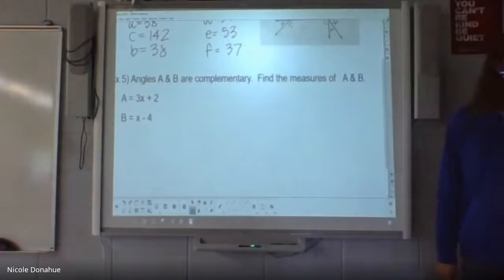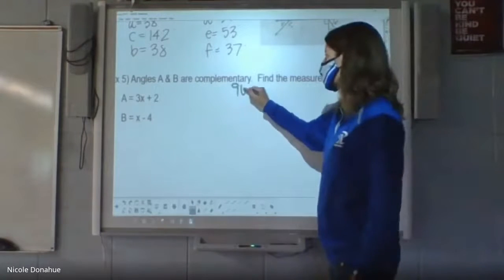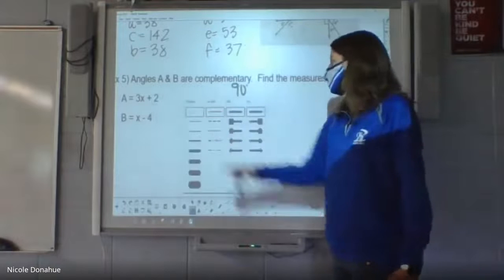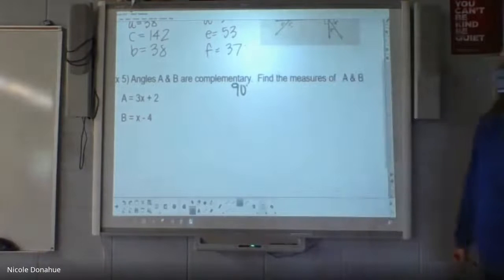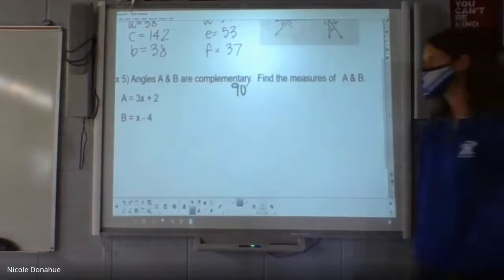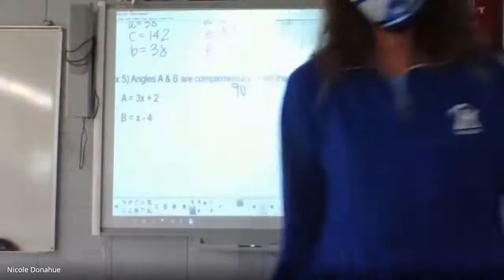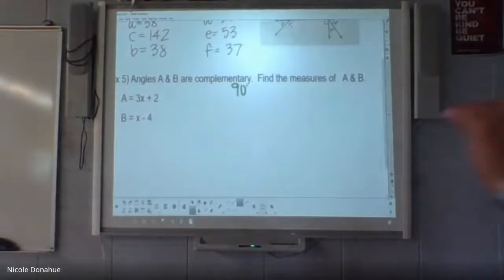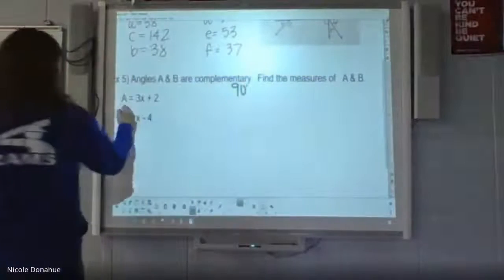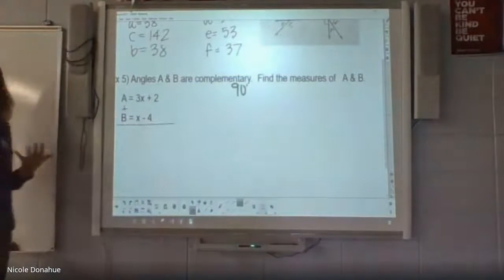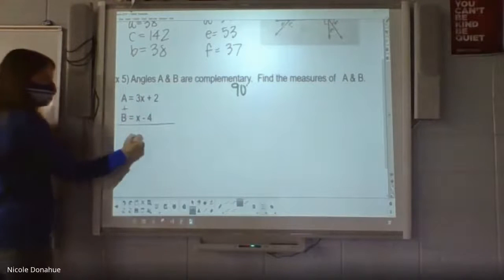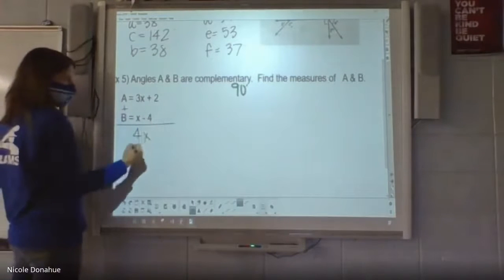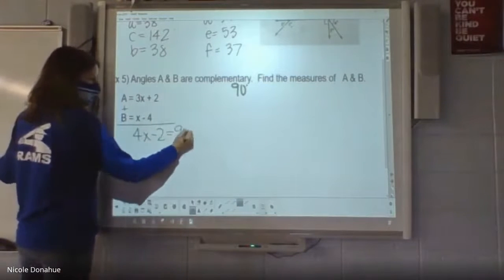So A and B are complementary. What does that mean for us? 90. So think 90 when you see complementary. So that means these two together add to 90. Are these the same measures on the front side? No. I feel like we already had done these numbers. But together, these can add to 90. You can even add them the way they are. So 3x and x is 4x. 2 and negative 4 is negative 2. That should add to 90.